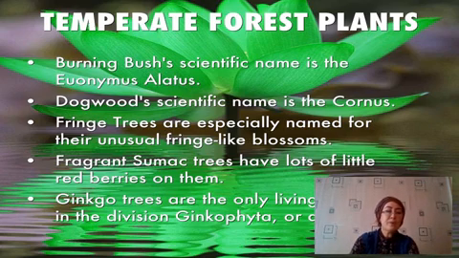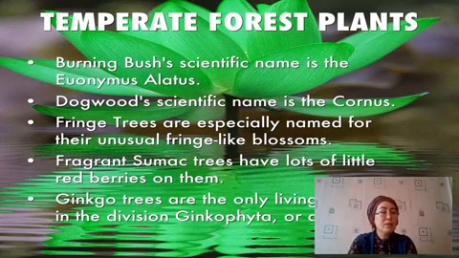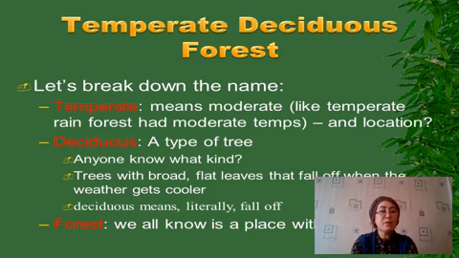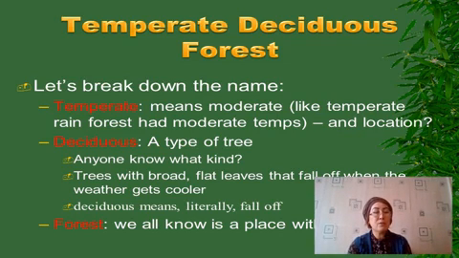Temperate forest plants. Burning bush, scientific name Euonymus alatus. So, temperate deciduous forest, let's break down the name. Temperate means moderate, like a temperate rainforest had moderate temperatures and locations. Deciduous, a type of tree, anyone know what kind? Deciduous. Trees with broad, flat leaves that fall off when the weather gets cooler. Deciduous means literally fall off. Forest, we all know, is a place with lots of trees. These are some definitions for the new words.